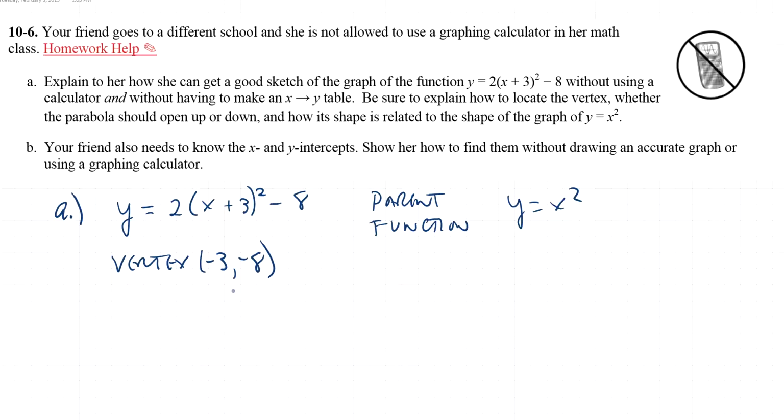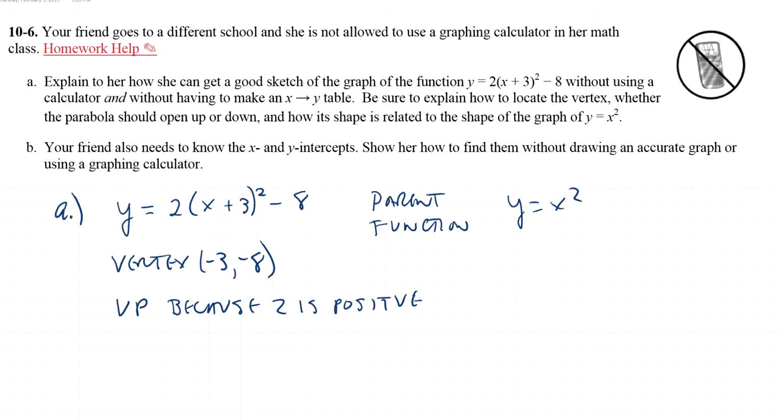Now it says to explain whether the graph opens up or down. Well, I know the graph opens up, and that's because 2 is positive. If this had been a negative value, then we know it opens down.